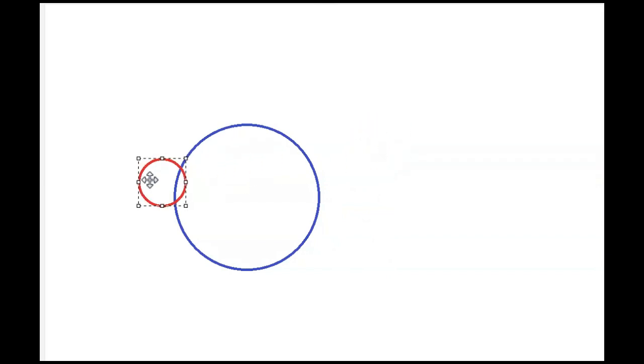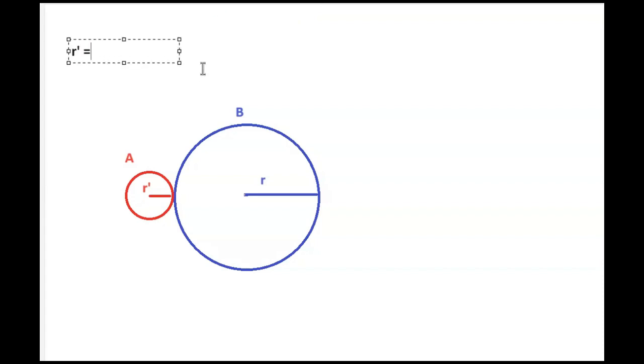In that problem, there were two circles, a red circle placed on the left called A, and a blue circle placed on the right called B. The only information given in the problem was the proportion of the radius of the two circles. Let's say that the radius of B is r. And let's say that the radius of circle A is r prime. Now, the only thing that we know is the following equivalency: r prime equals 3 times r.